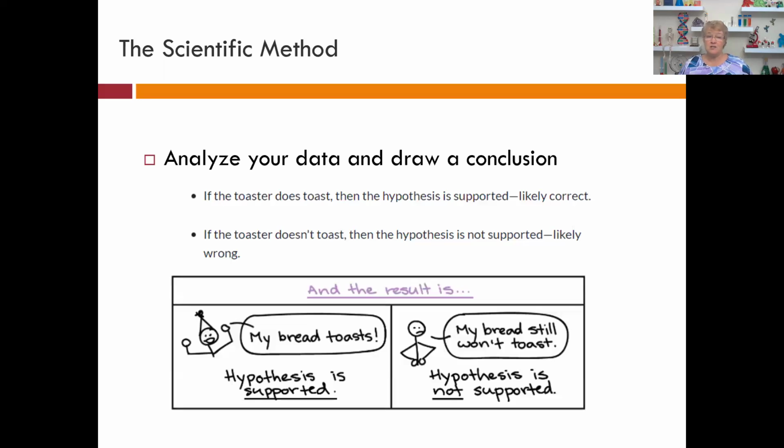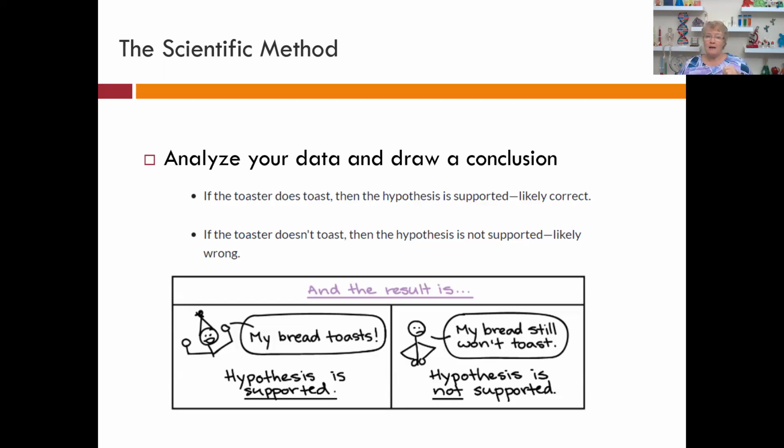If that toaster does toast, hooray, my bread toasts, then we know our hypothesis is probably correct. Now we all want to question our results, so we're going to want to run it again, but we can assume that it's correct. If it doesn't toast, sad guy, my bread still won't toast, then that hypothesis is not supported. It's likely wrong. Now we have to go back to the drawing board and make a new hypothesis. It clearly wasn't the outlet. Maybe now it's the toaster itself that's broken. Maybe it is electricity to the whole house. Maybe it is a setting on the toaster that's wrong.